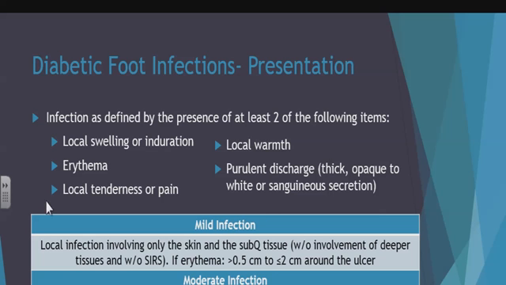A local infection, which would be the mild local infection, only involves the skin and subcutaneous tissue, without any deep involvement and no SIRS criteria. And the erythema also has to be between 0.5 centimeters to 2 centimeters around the ulcer, okay? So the diabetic foot infection usually has an ulceration, and then they'll have erythema around it. And so this is kind of small, if you think about it. 2 centimeters is pretty small, right? So usually in my practice at the hospital, I'm not seeing them present with this mild foot.